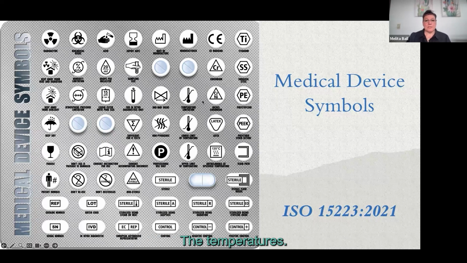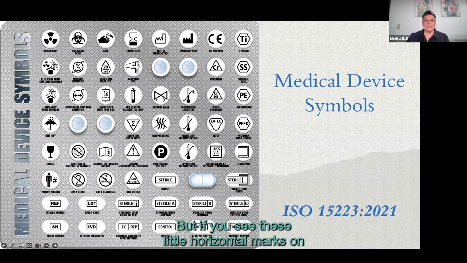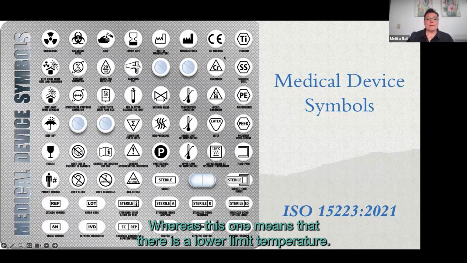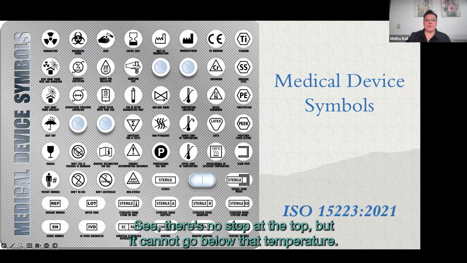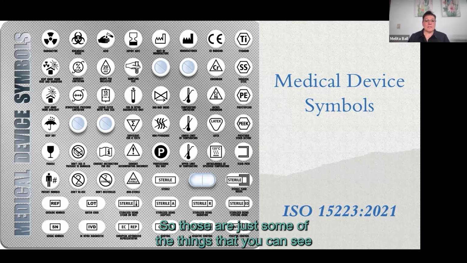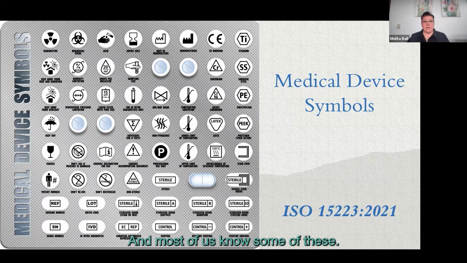What are some of the others? The temperatures. These are a little tougher because they're very similar in nature. But if you see these little horizontal marks on this one, it means there is a limitation. There's a temperature range that it needs to be in. Whereas this one means there is a lower limit temperature. It can't go below that. See, there's no stop at the top, but it cannot go below that temperature. And then this one is the opposite. It can't go above that temperature. So those are just some of the things in this symbol list that really do impact all of us. And most of us know some of these.